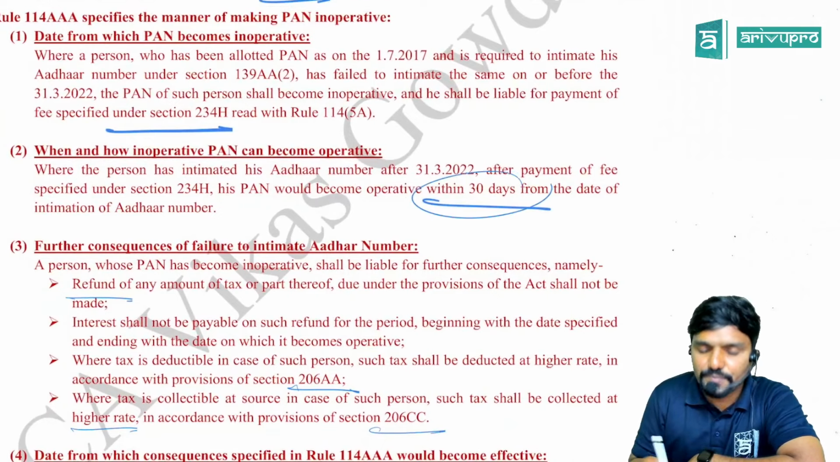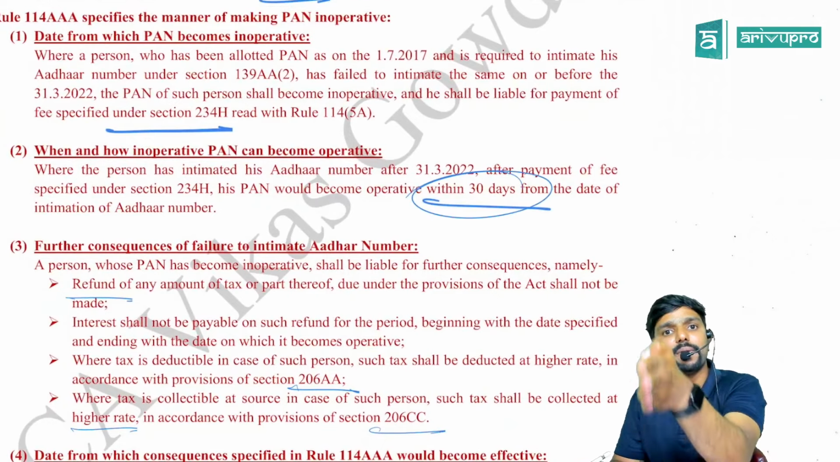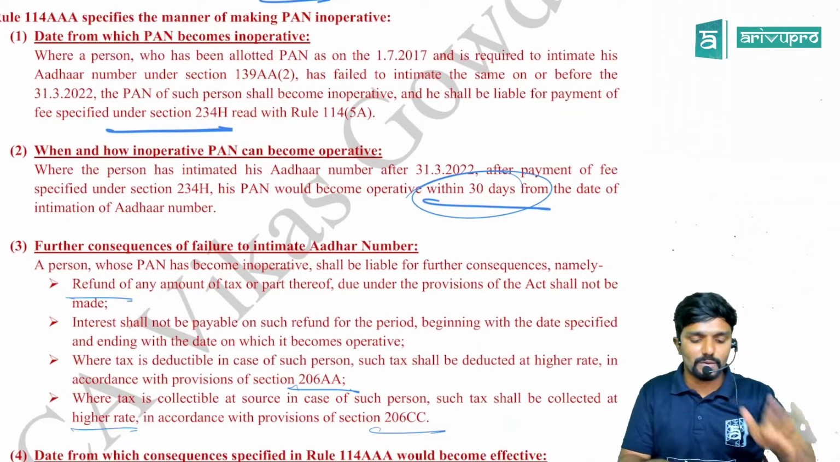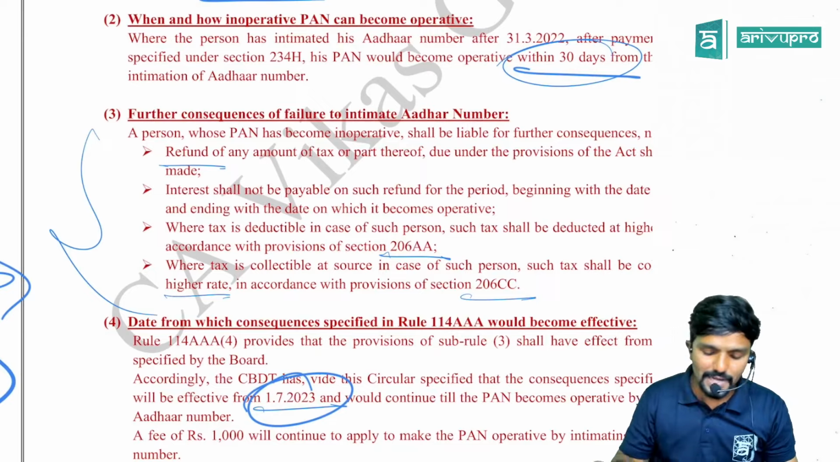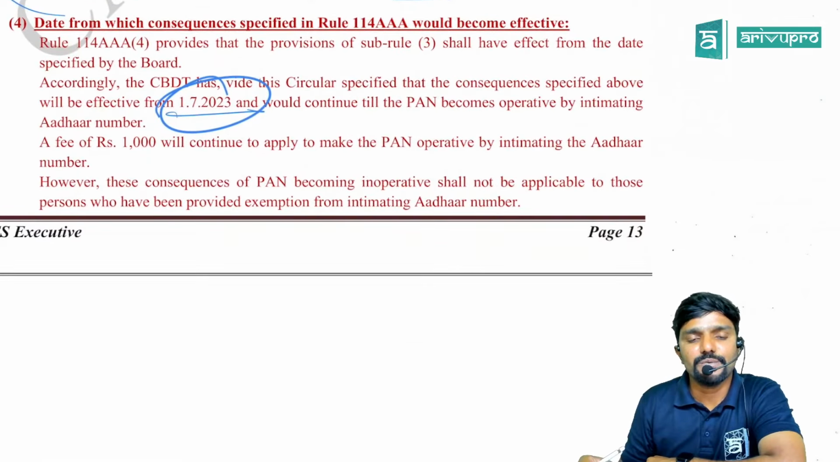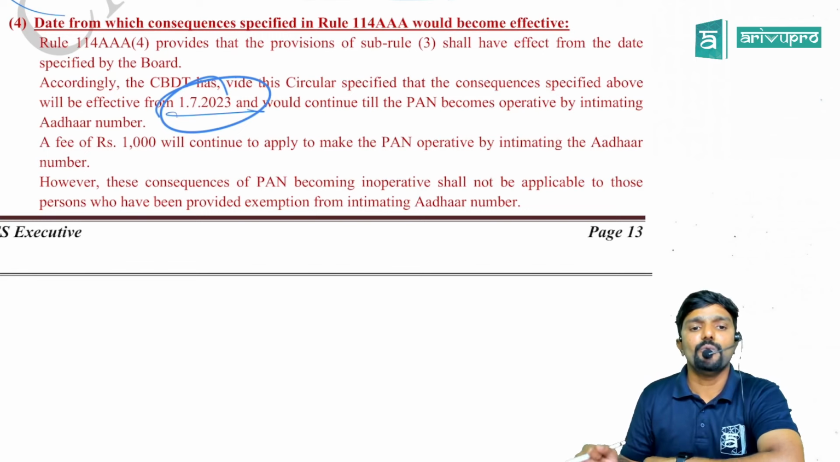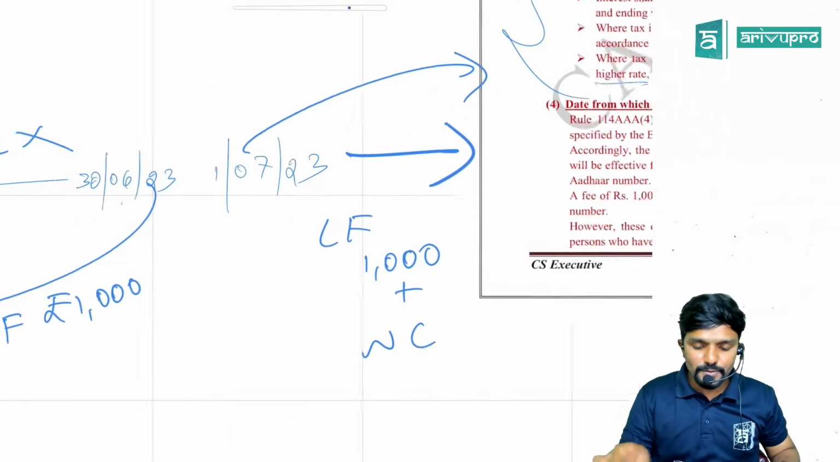Within 30 days, your inoperative PAN will become operative. Means from the day your inoperative PAN becomes operative, all these negative consequences also will be resolved. Clear, guys? Yes. Last line. However, these consequences of PAN becoming inoperative shall not be applicable to those persons who have been provided exemption from intimating Aadhaar number. So, hope you guys understood.